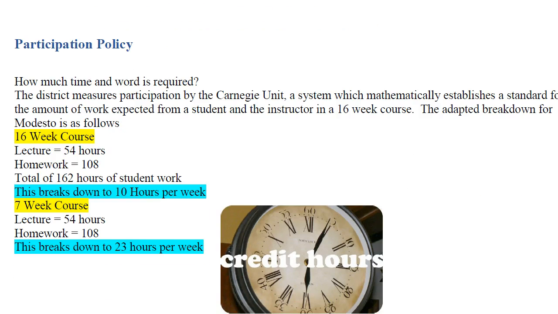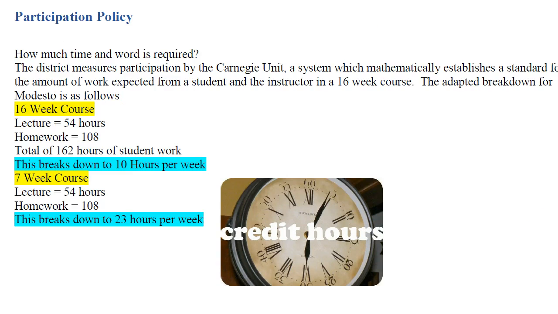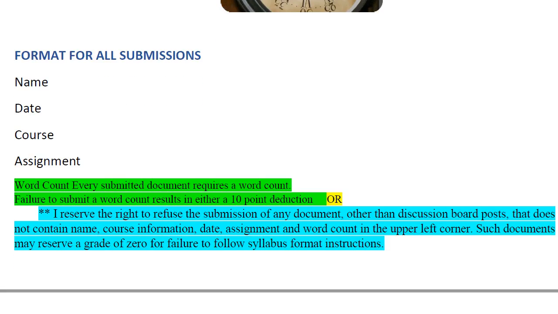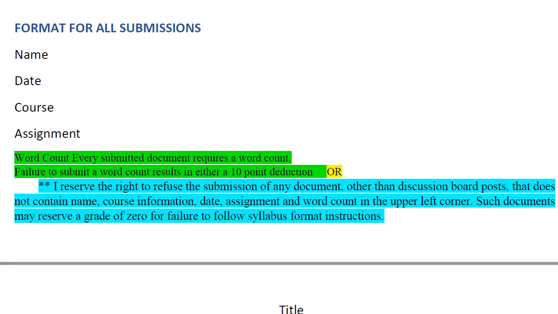Participation policy. This is the indication of how much time is expected to be spent studying this course in and out of the classroom. This is the format for all submissions, and you can see in the format that a word count must be included on every document. You want that word count because at the end of the day, we have to come up with 8,000 words that you've written. And if you will give yourself credit for every word that you write, I promise you will come up with that total. I have it planned so that you will.